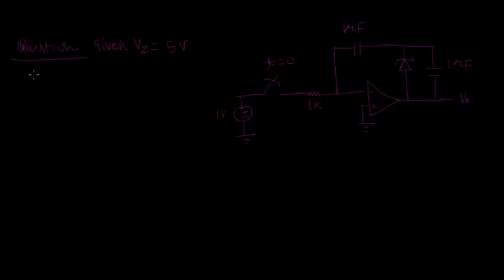This is a question from analog circuits, and this is a very tricky question in fact. This circuit is given, and 5 volts is given as the breakdown voltage of the Zener diode, and we have to calculate the time when V naught will reach minus 10 volts.